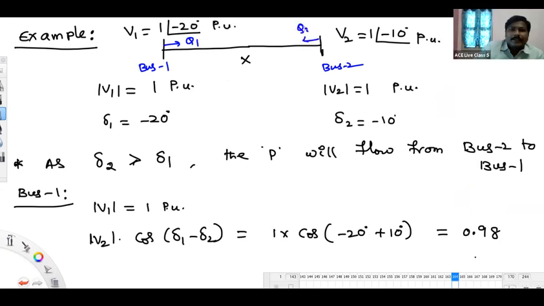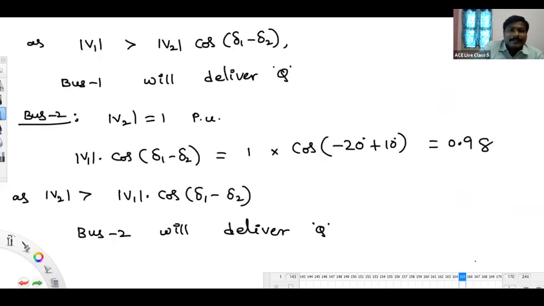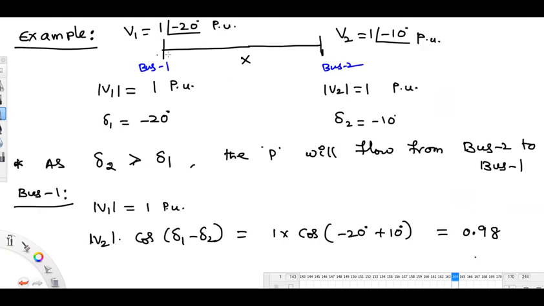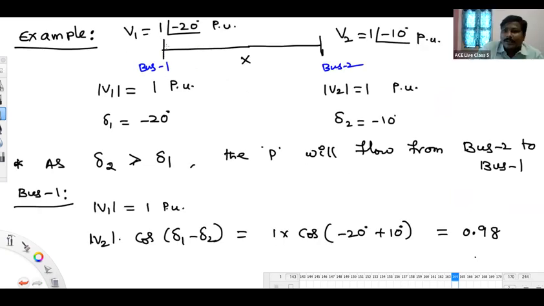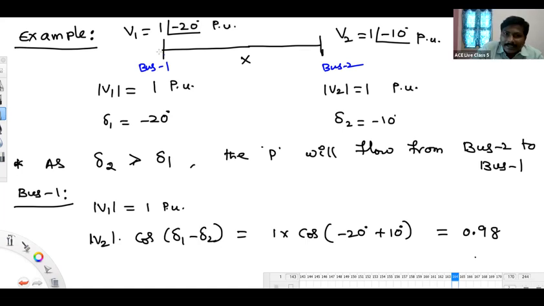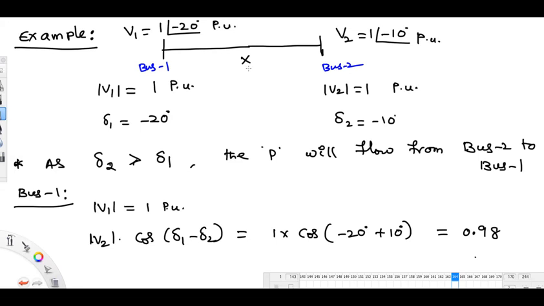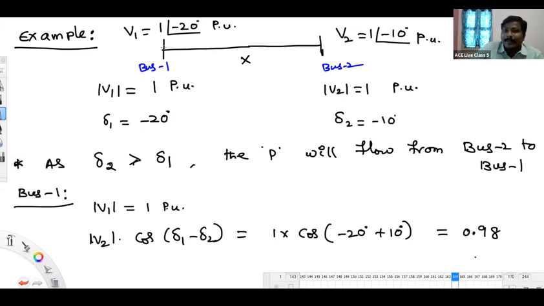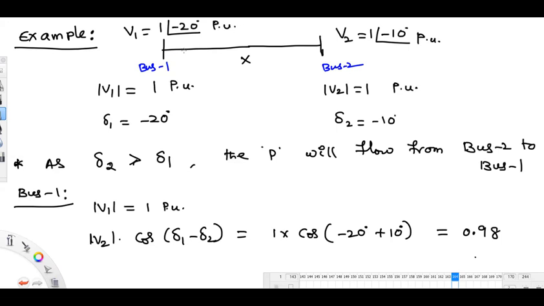Irrespective of this, what I was interested to tell here is, we have only one line here. I want to know whether bus 1 is delivering Q or absorbing Q into the line. To check whether bus 1 is delivering or absorbing, irrespective of the direction of Q mentioned here, I should compare mod V1 and mod V2 cosine of angle. I have done that comparison and confirmed that bus 1 voltage magnitude is higher compared to bus 2. So it is delivering the reactive power into the line.